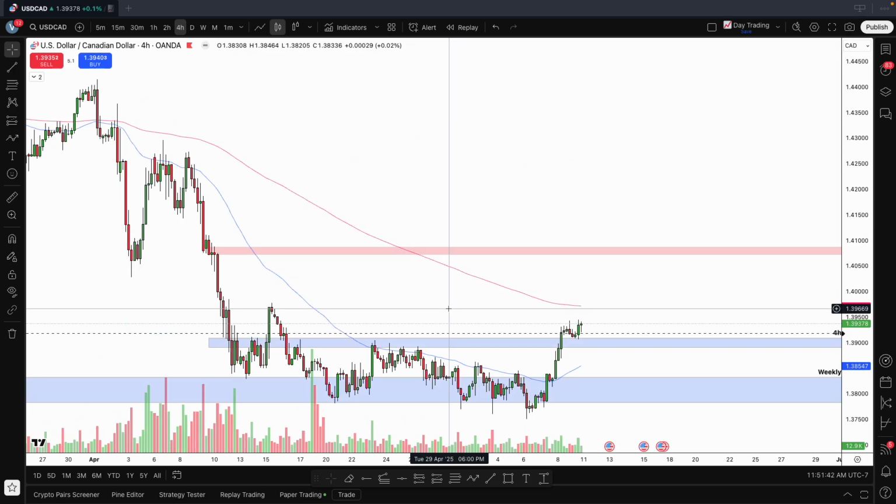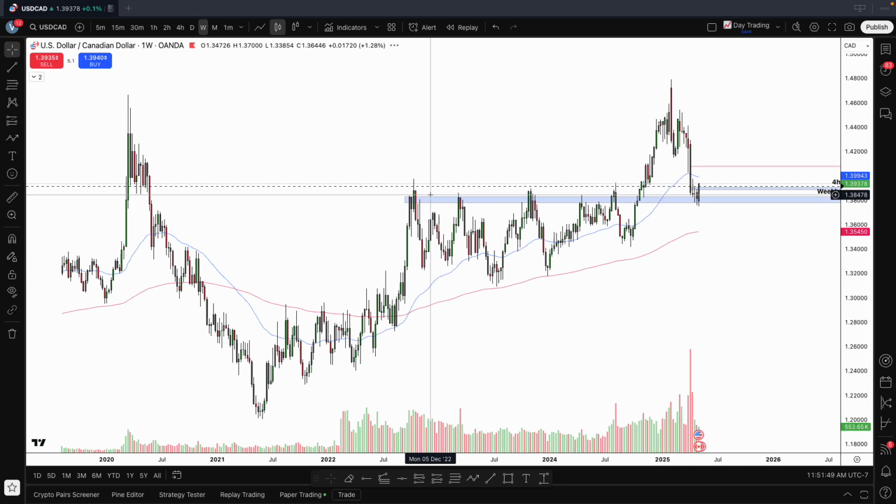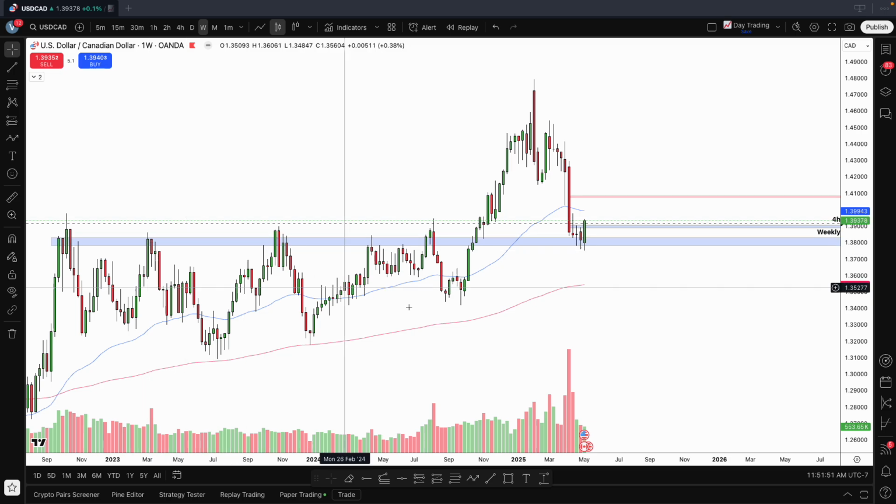Then next up comes USD CAD. Just something that I missed, but if price comes under here, I'll be looking to enter again. As we can see, price broke above this area of major weekly resistance.